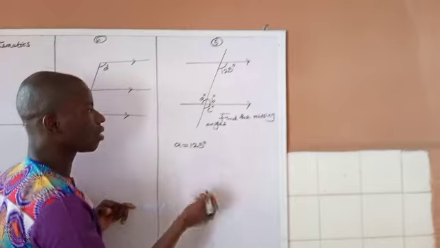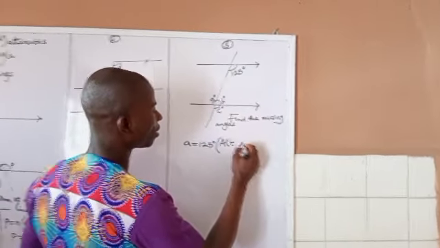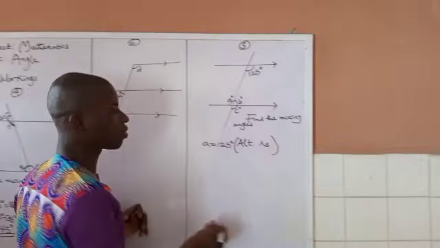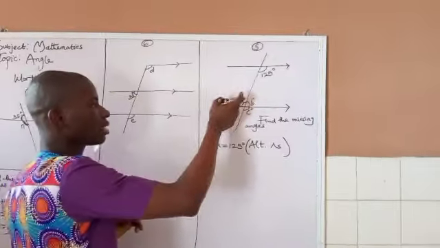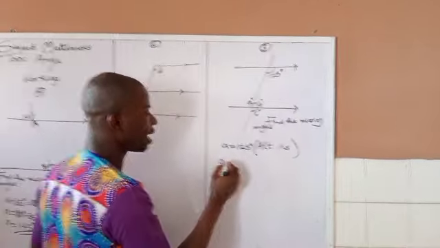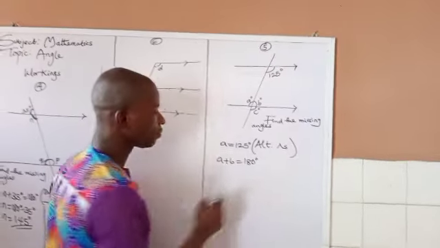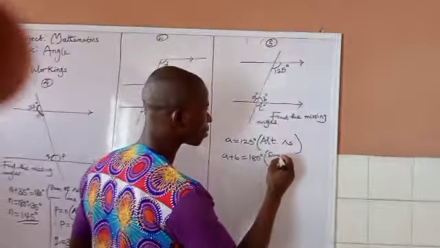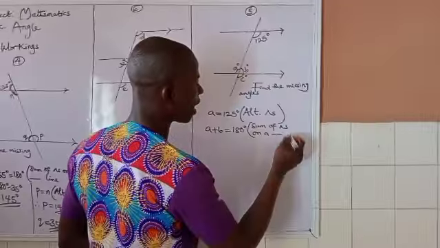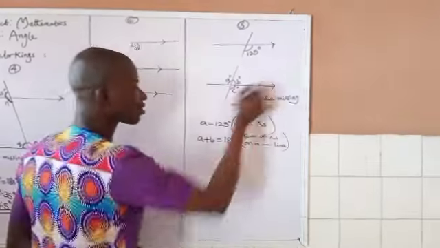Do you know why? Alternate angles. Alternate angles are equal. Now, whatever this place is, that's what this place will be. So to find our B now, we can now say A plus B equals 180 degrees. Why? Sum of angles on a straight line. Do you understand? So this is a straight line.